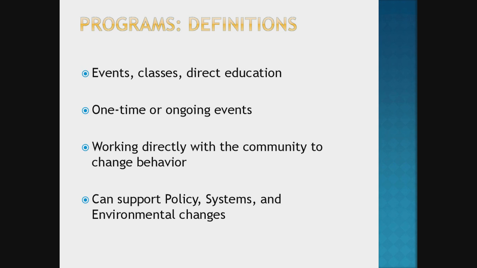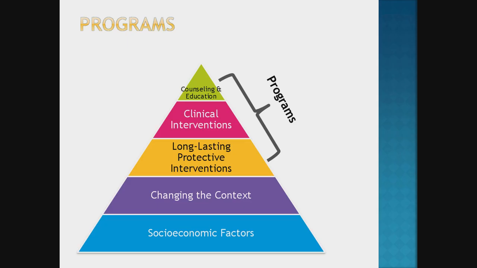Programs can be used to support other types of change. Programs are most effective when they're paired with a policy, systems, or environmental change, but they can stand alone as well. So if we look back at the health impact pyramid, programs often sit in the top 3 levels of the pyramid. This doesn't mean that programs aren't important, but rather that they require increased time and one-on-one attention to change the behavior of a small number of people.